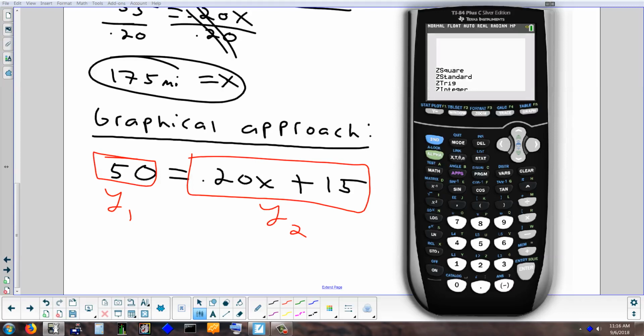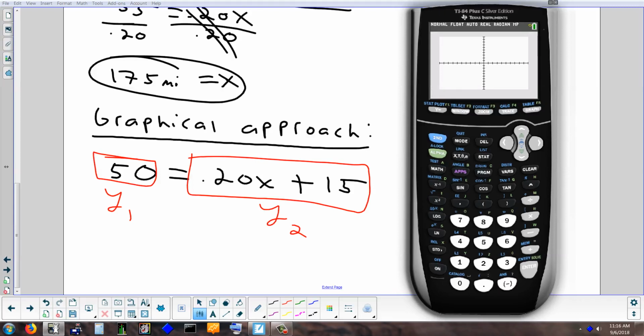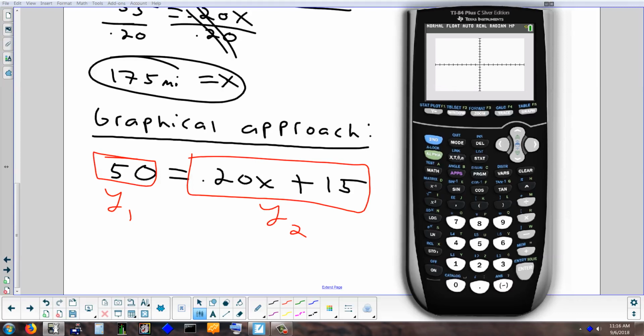So let's try it. And while the little yellow circle is spinning, it's doing something. Still doing something. Still going, and now it's done. So I've got a problem. Did I type something in wrong, or what? How come there's nothing there?